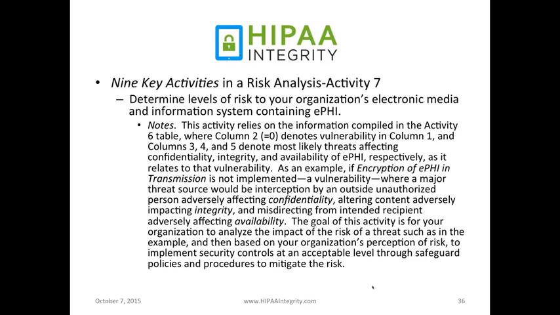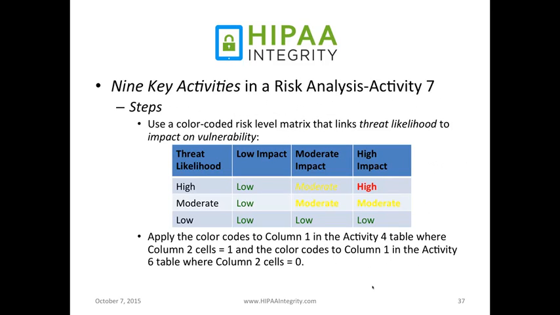Activity 7, you're going to determine the level of risk to your organization's electronic media and information systems containing PHI. So what you're going to do here is apply, and this is based on judgment, you've compiled all of the relevant information. Now you need to make an assessment of the probability of this happening.